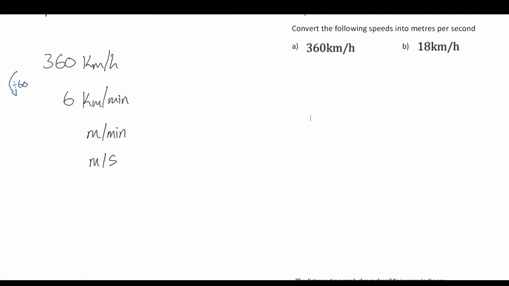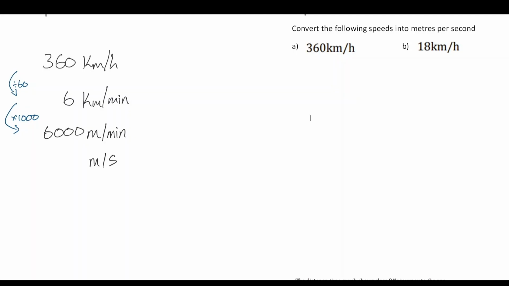We're going to ask ourselves a similar question. If I travel 6 kilometers in a minute, the amount of meters in a minute, will that be more or less? Well, however many kilometers we have, we know there are a lot more meters in that same distance. We should be multiplying by our scale factor. Scale factor 1000. So we have 6,000 meters per minute.